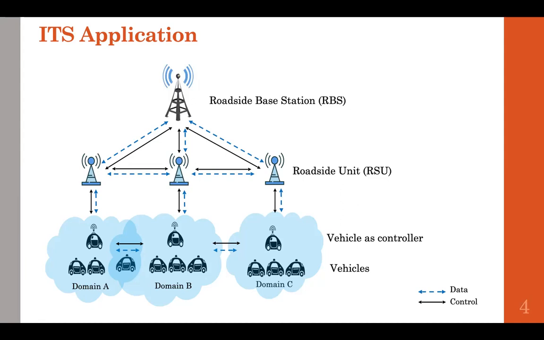In this case, we have a roadside base station, which can again be thought of as an LTE base station, with a controller co-located with it. Then we have roadside units, which as I mentioned in the previous slide are like Wi-Fi access points, with controllers co-located with them. Then we have a third level where vehicles act as controllers and control the vehicles below them. The blue circle shown here we call a domain, which is the range that the vehicle as a controller can cover. Vehicles can communicate with each other, both control plane and data plane messages.